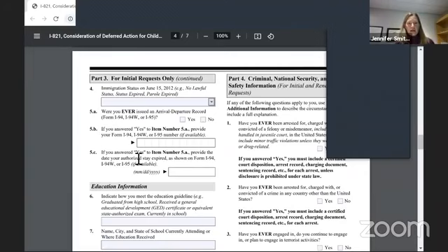Okay. 5B asks if you did get a permit when you entered, you need to put the number there if you have it. If you don't have it, you can say, I don't know what it is, I lost it, whatever.